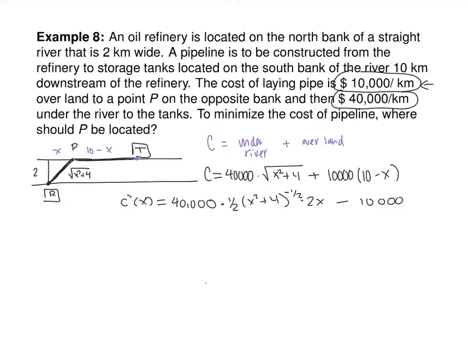Did you agree with that? Okay. Set it equal to 0, yep. The 2's go away, the constant goes away. So 40,000 times x over the root x squared plus 4 minus 10,000 equals 0. So add the 10,000 over.